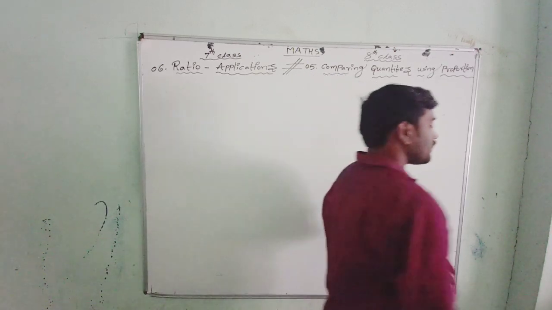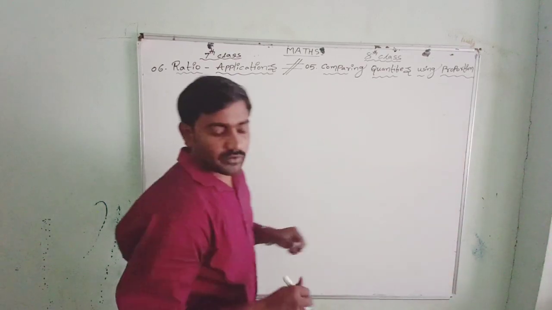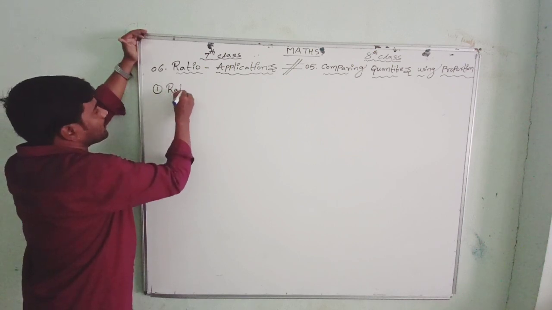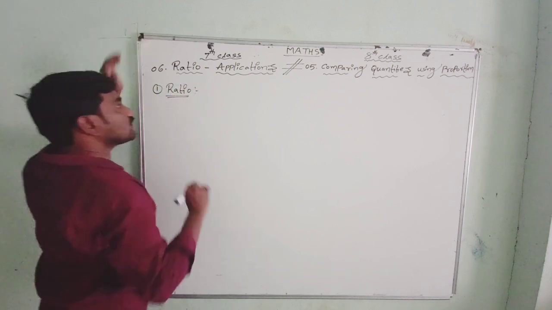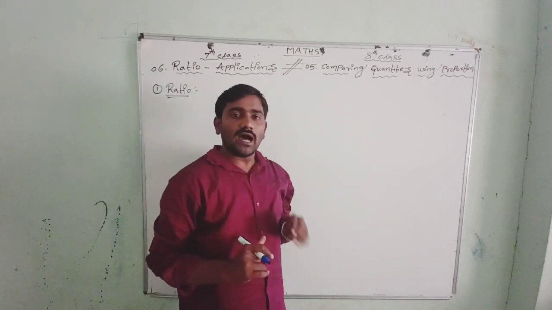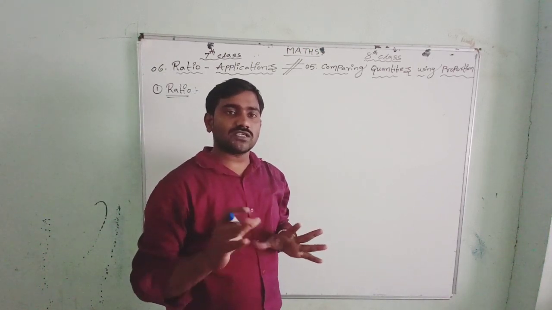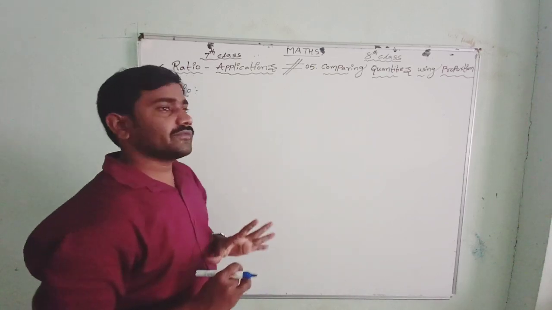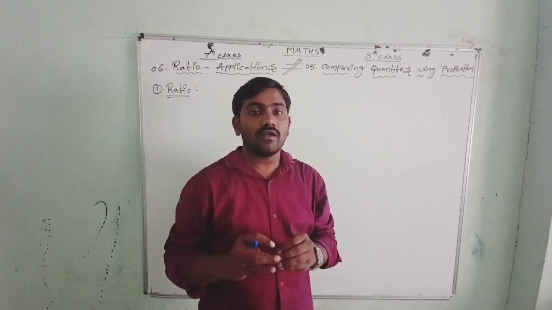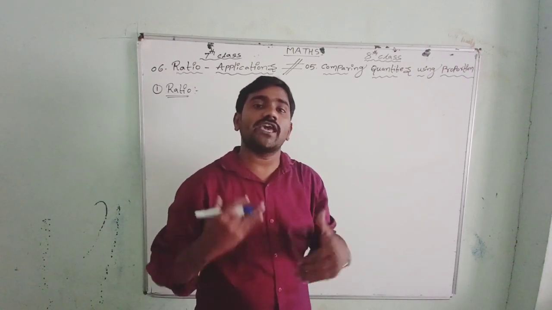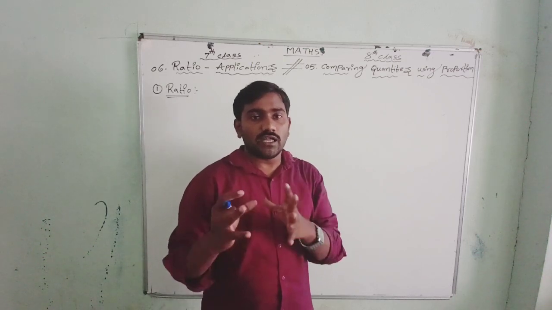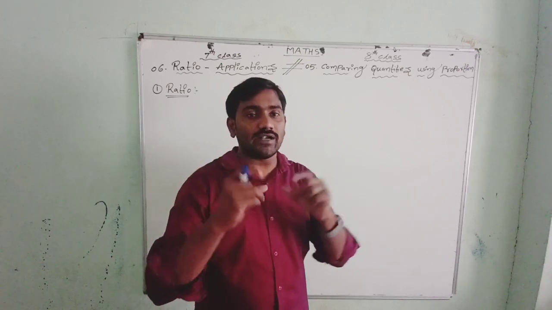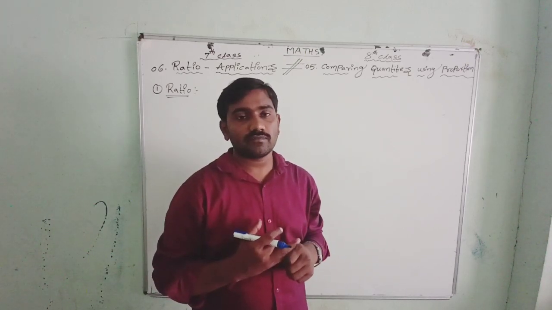First, we go for finding ratio. I won't write the complete definitions here. You have already seen the definitions; take the definitions from the screenshot and complete your notes. Ratio is an order of comparing two quantities when they have the same units.